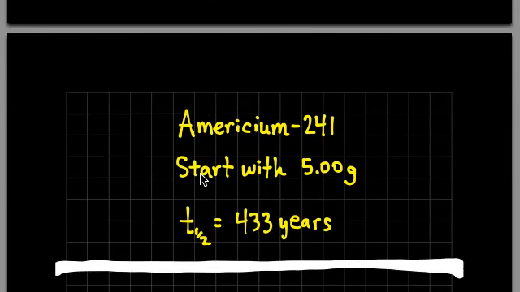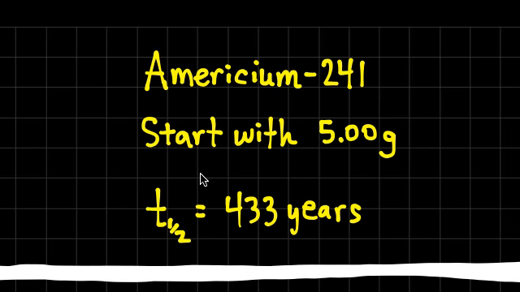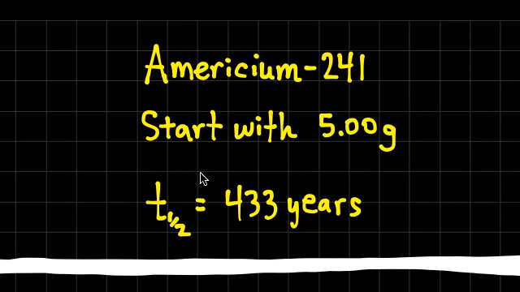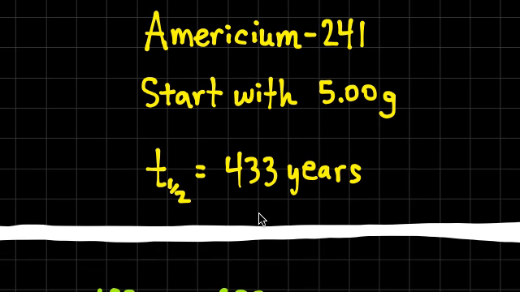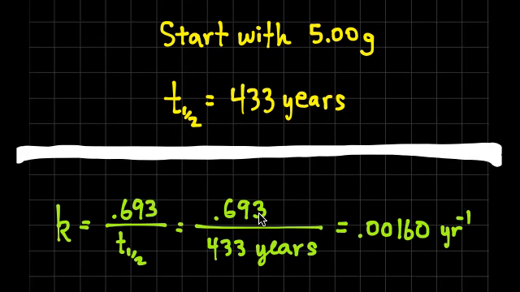All right, so example number 1. Americium is a radioactive sample used in smoke detectors of all things. If we start with 5 grams and it has a half-life of 433 years, let's fiddle with that a little bit and just see where we get. For example, the half-life is 433 years, so the constant k for that decay is 0.0016 years to the negative 1.